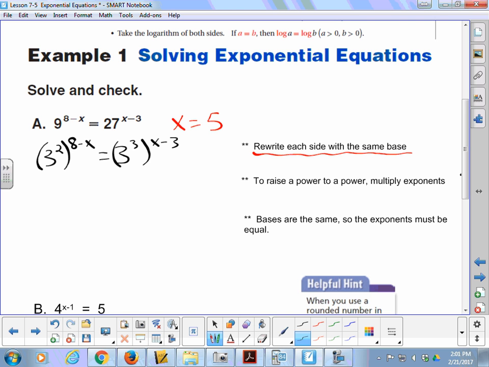Okay, what do I do now? Solve for the exponents. Eventually we're going to, but we have to do something before we just solve for the exponents. We're going to multiply 2 times 8 minus x, and multiply 3 times x minus 3. So we get 3 to the 16 minus 2x power on the left side, and 3 to the 3x minus 9 on the right-hand side.